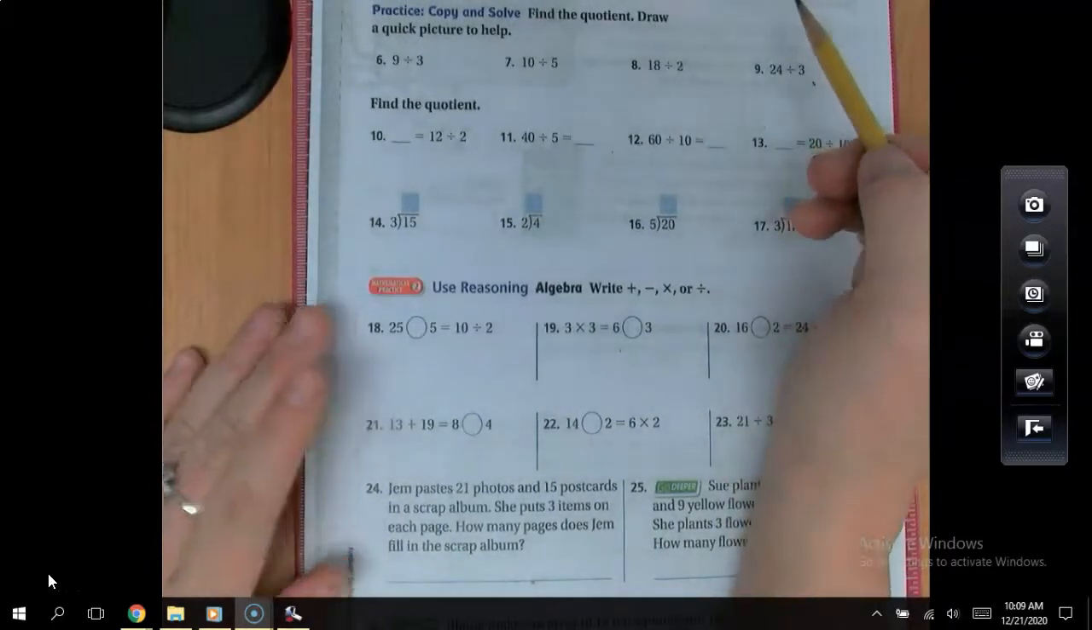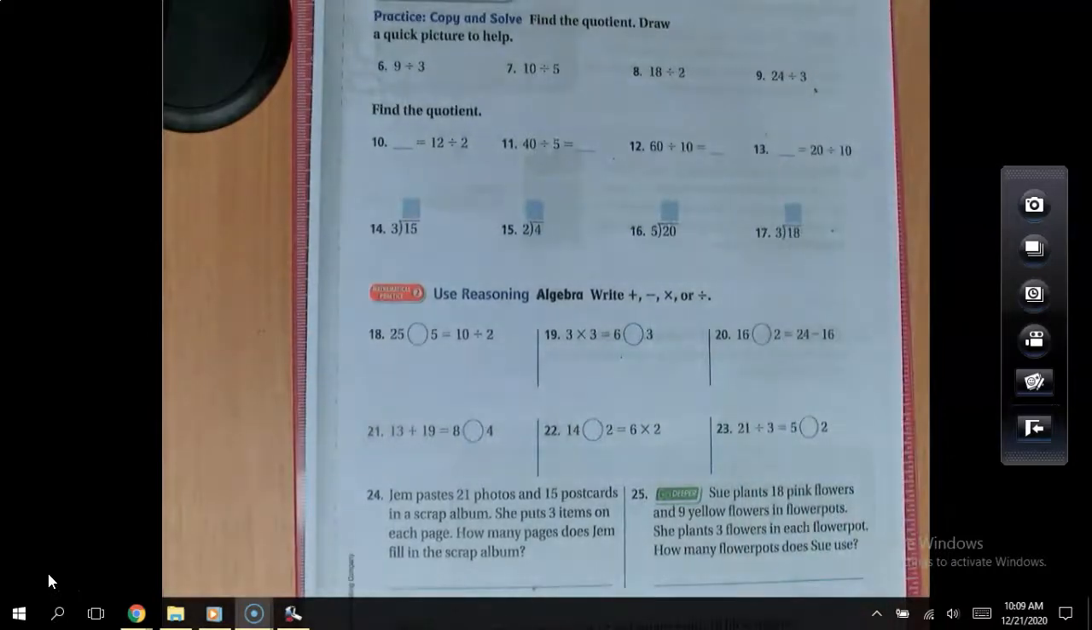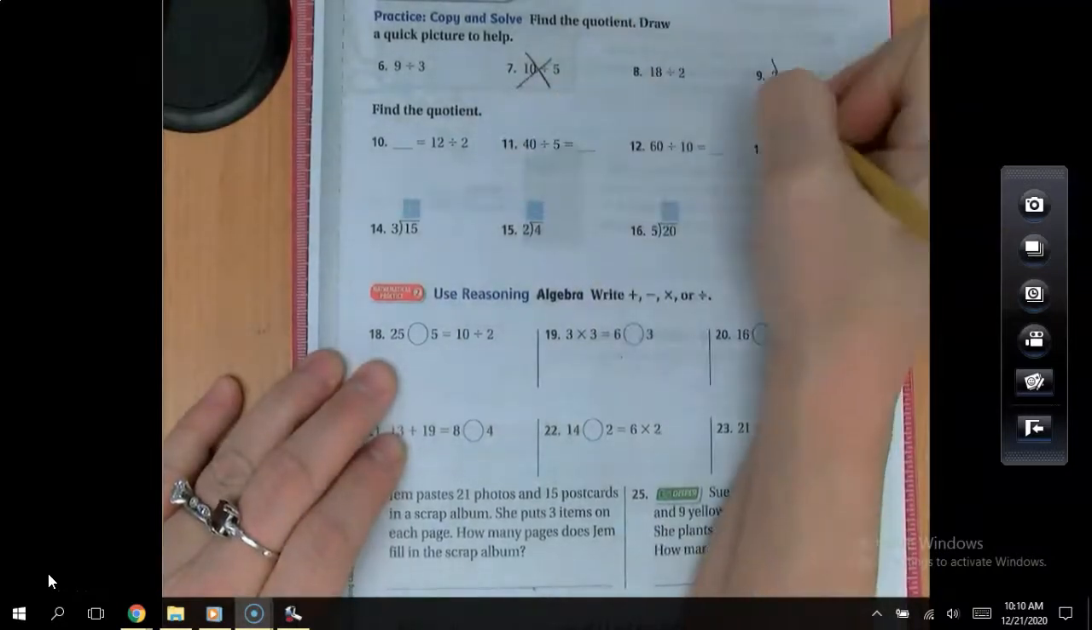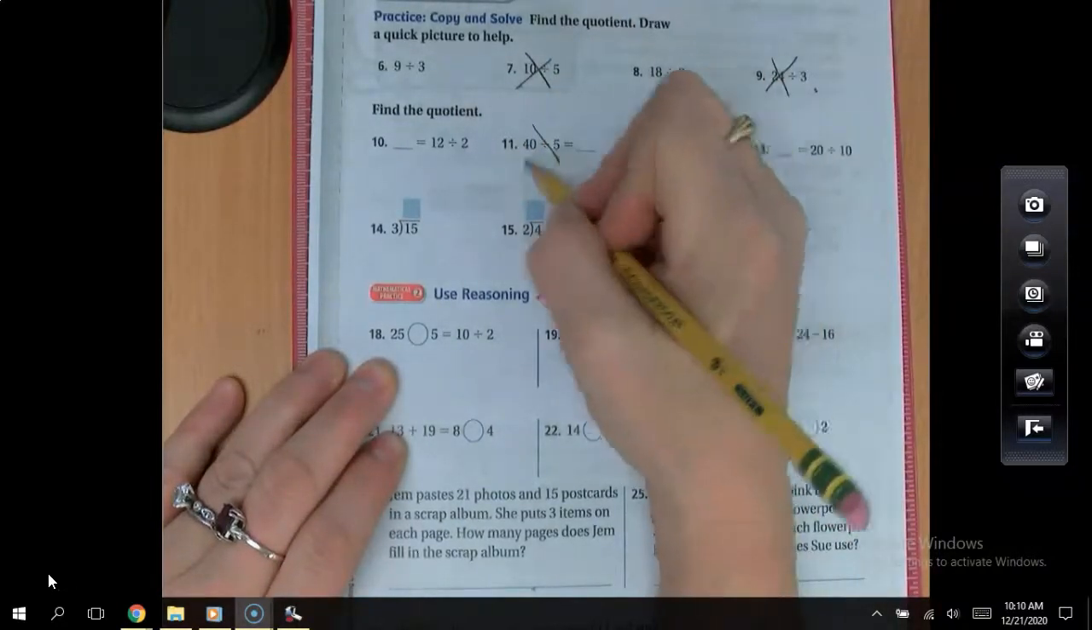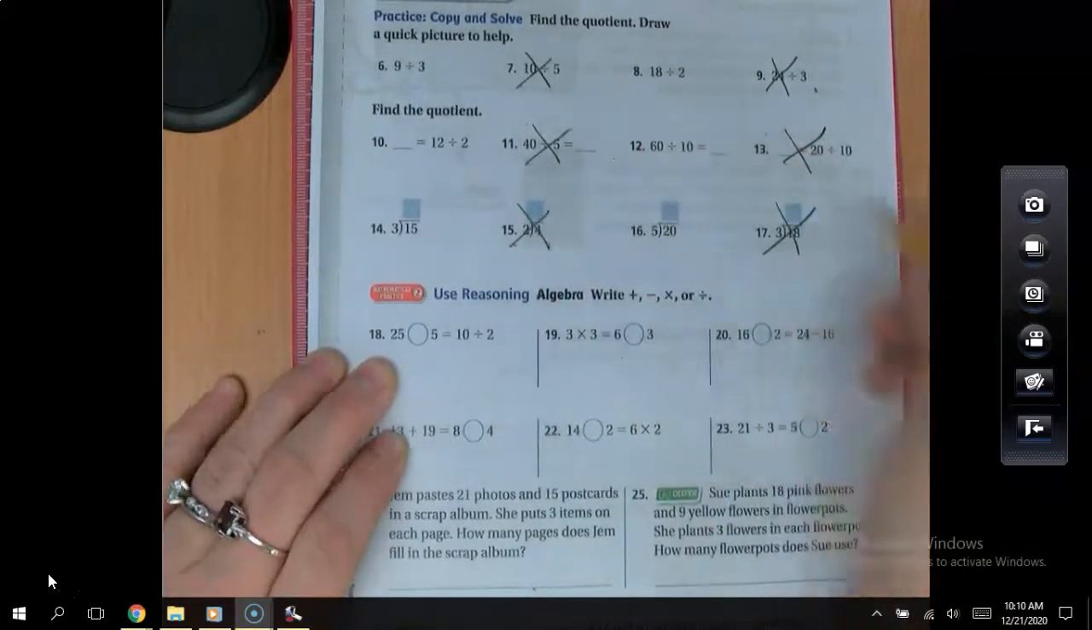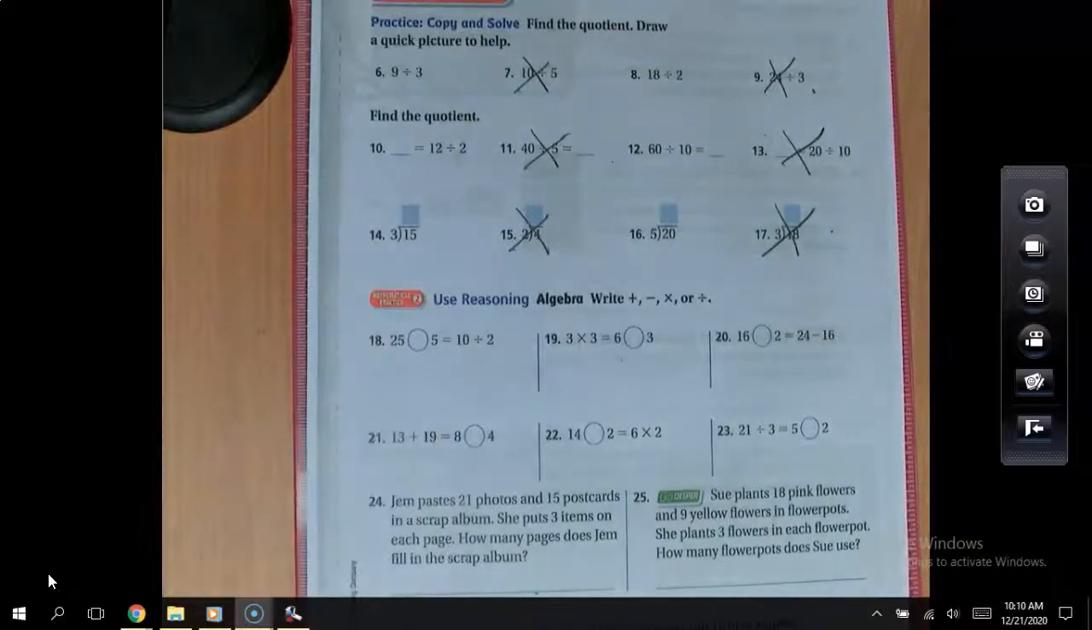They want us to find the quotient and they want us to draw a picture to help. Some of you may need to draw a picture, and that's okay. If you don't know your facts, you may need to draw a picture, and that's all right. Let's go ahead and do the even. So cross out 7, cross out 9, cross out 11, 13, 15, and 17. Go ahead and cross those out. We're going to go ahead and do the even on the top, okay?